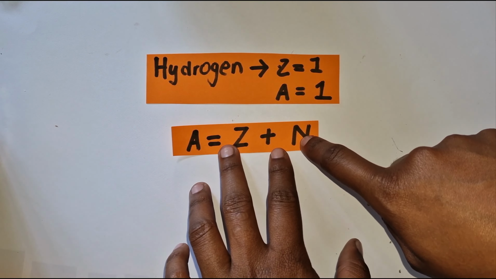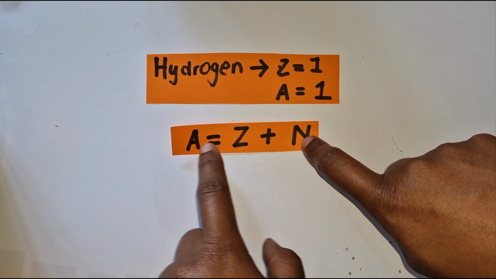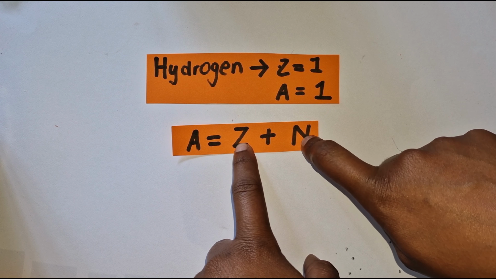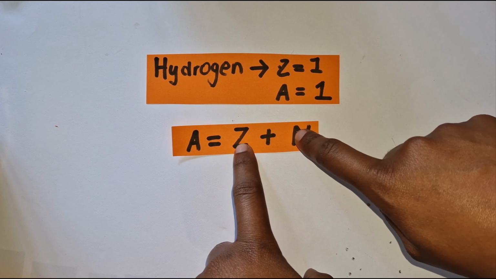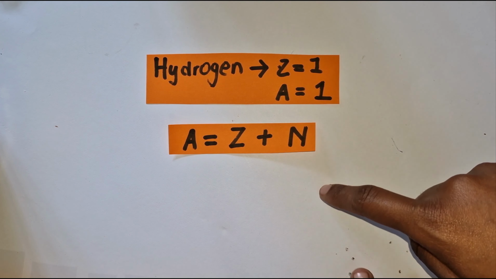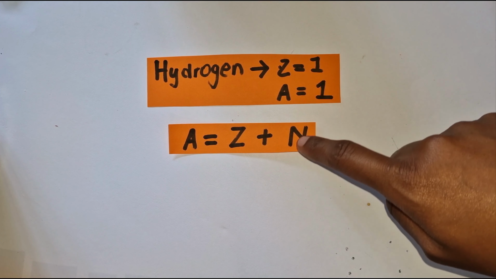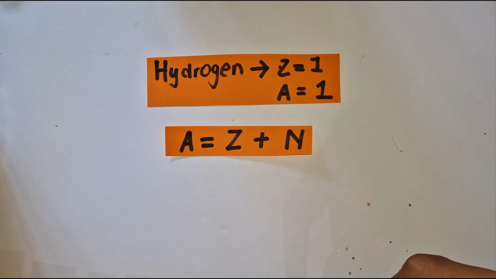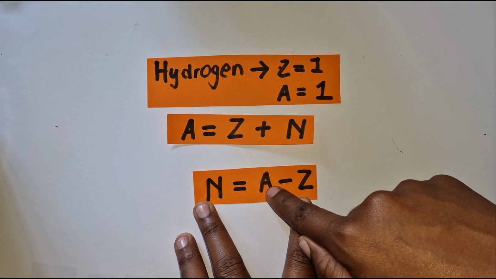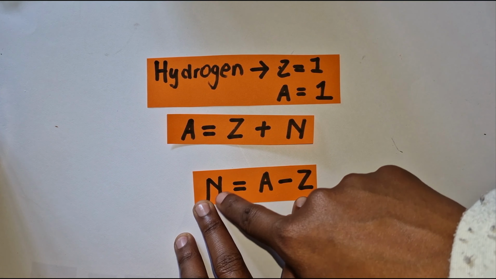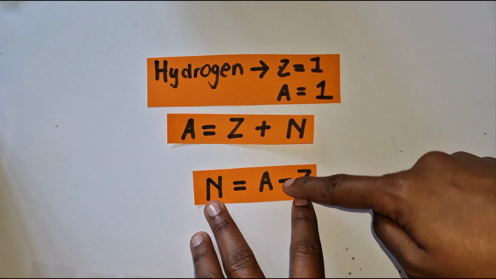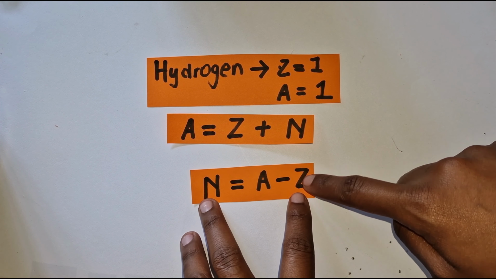N. You can already tell, to find the number of neutrons, I'll just say A, which is the atomic mass number, minus Z, which is the atomic number. So A minus Z will give me N. So it's going to be 1 minus 1, which will give me the number of neutrons. So what I've just said is that N will just be equal to A minus Z. N, the number of neutrons, is equal to A, the atomic mass number, minus Z, the atomic number.